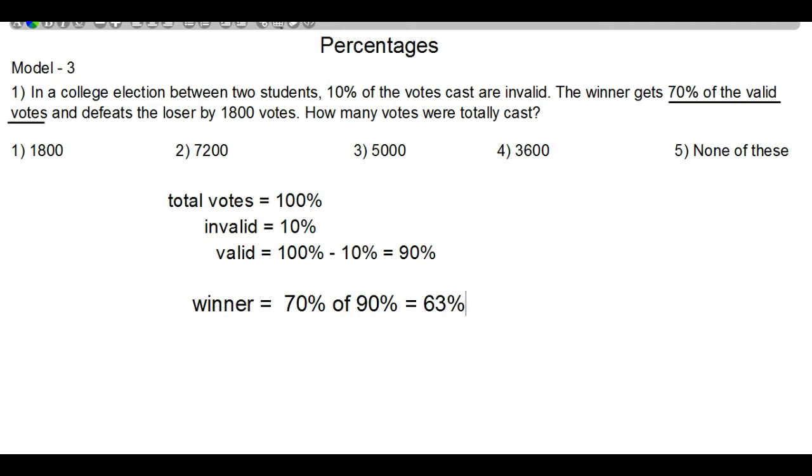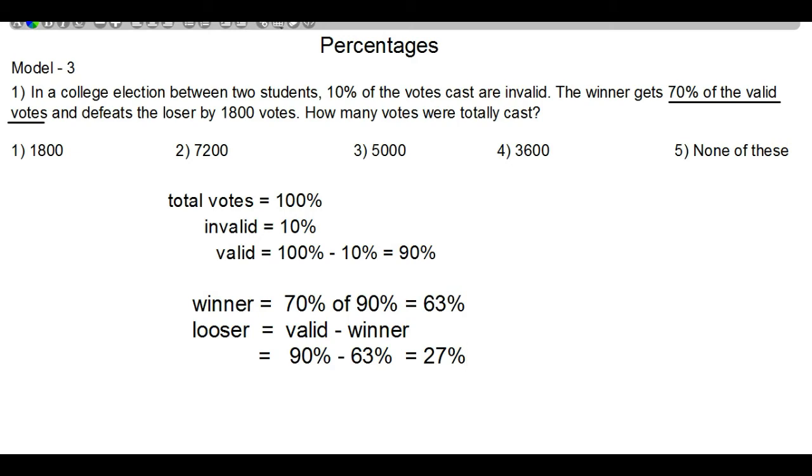And now we can find out the votes obtained by the loser. The valid votes are 90%, minus the votes obtained by the winner, which is equal to 90% minus 63%. That comes out to be 27%. So very clearly the winner has got 63% of the votes, the loser has obtained 27%, which totals 90%, and the remaining 10% were invalid votes.